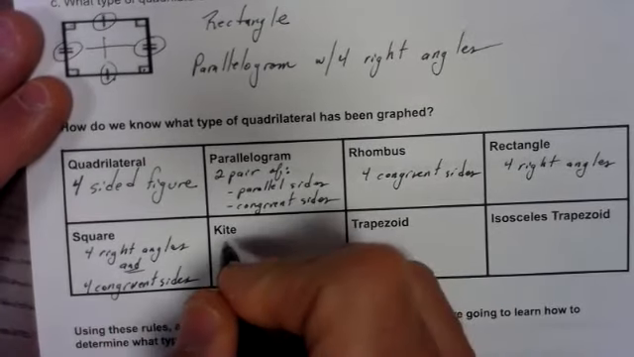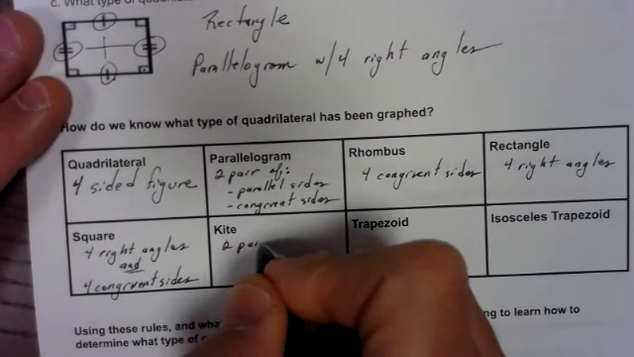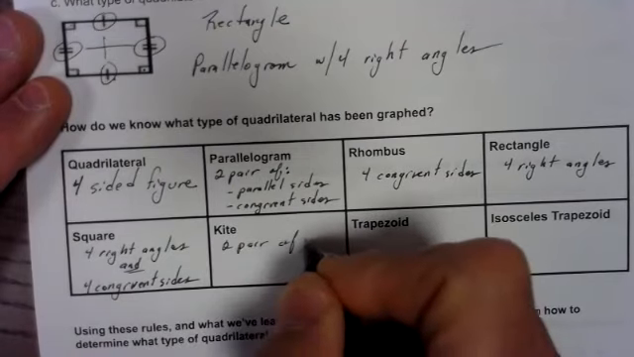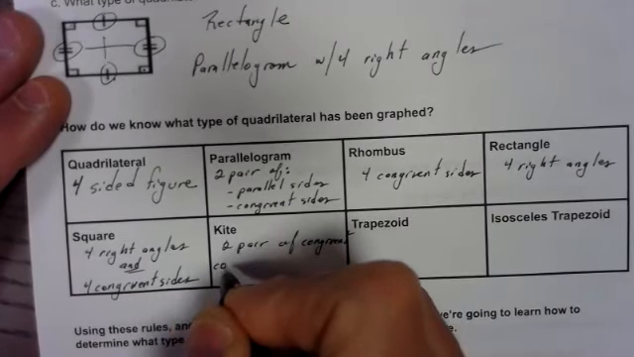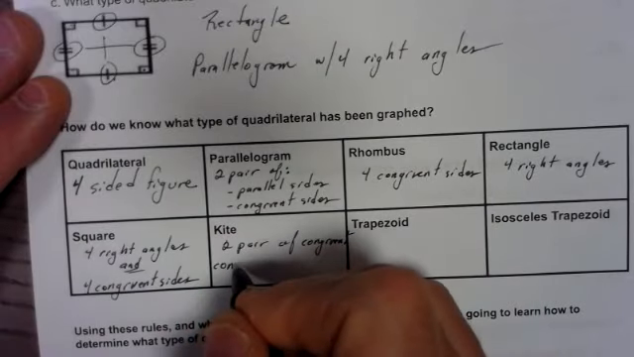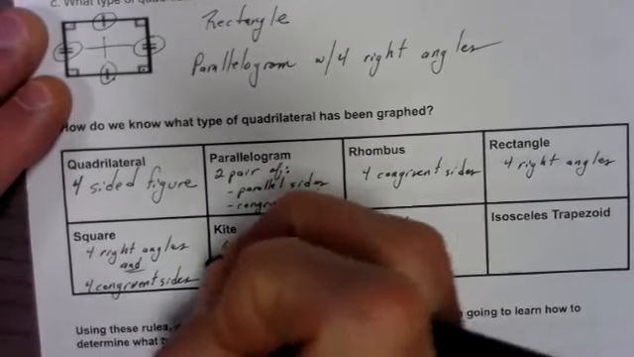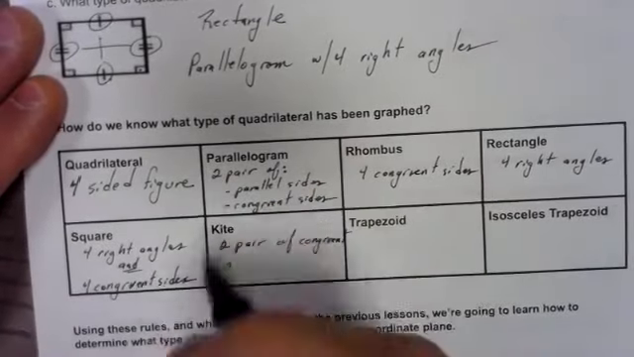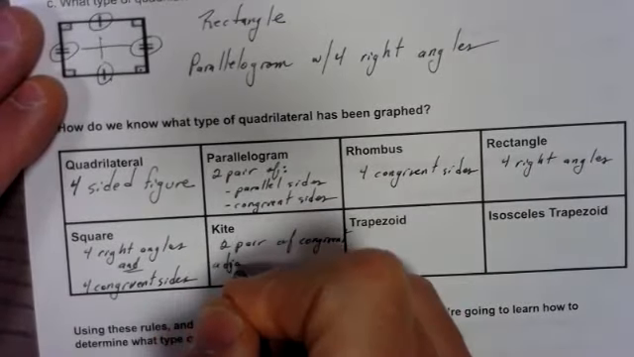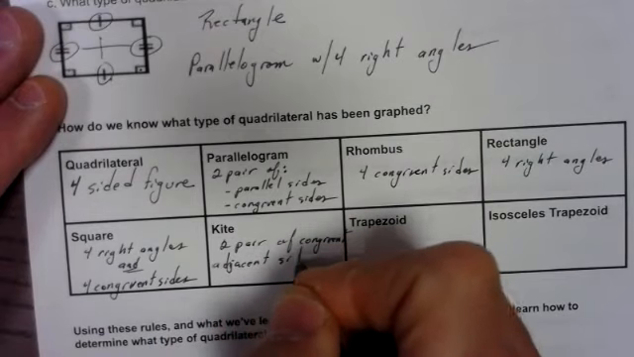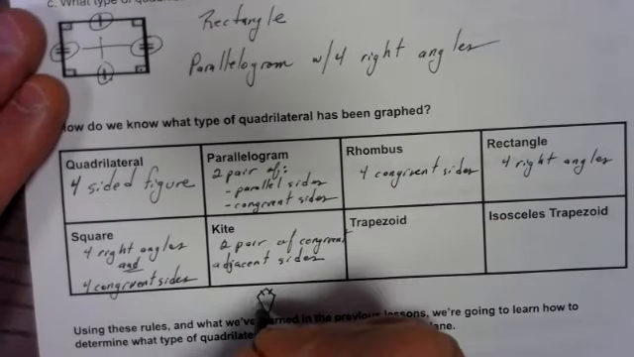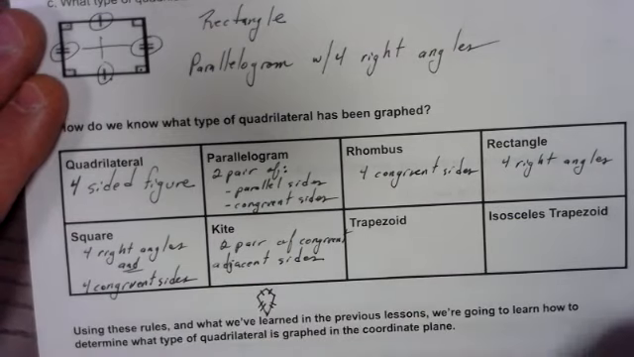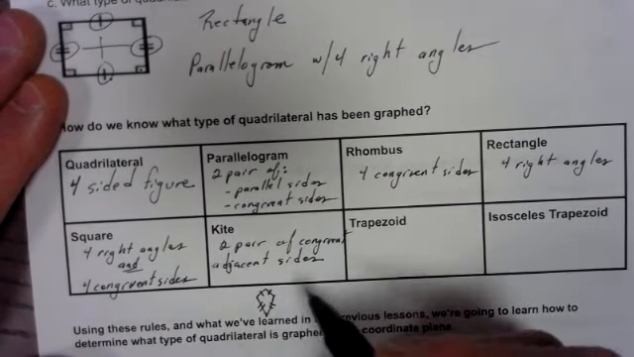A kite is going to have two pair of congruent, consecutive, what's the image we use? Or the word we use, not the image? Adjacent. Adjacent sides. Remember, with a kite, we have adjacent sides right next to each other being congruent, and then we have other adjacent sides being congruent next to each other. They can't be the same length.